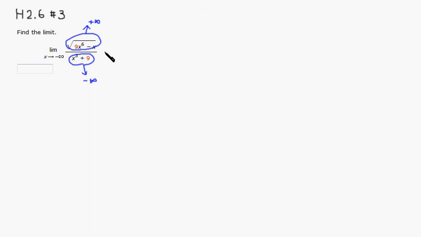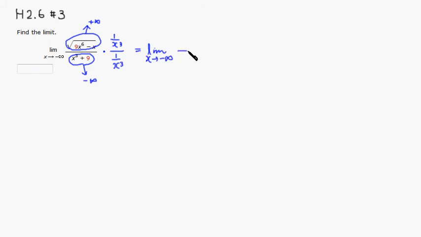So what we do is multiply top and bottom by 1 over x cubed, because we want to simplify the denominator as much as possible. We do the same thing on top so that we don't change the quantity. This will give us still a limit as x approaches negative infinity.